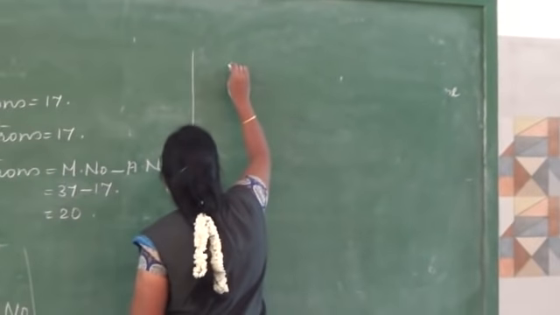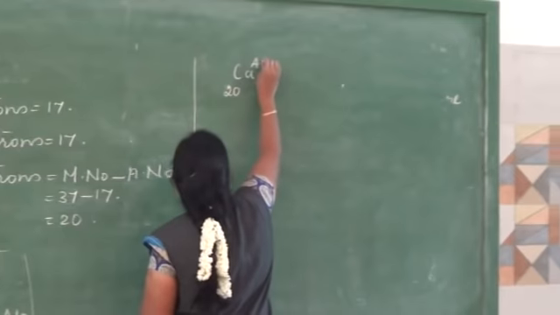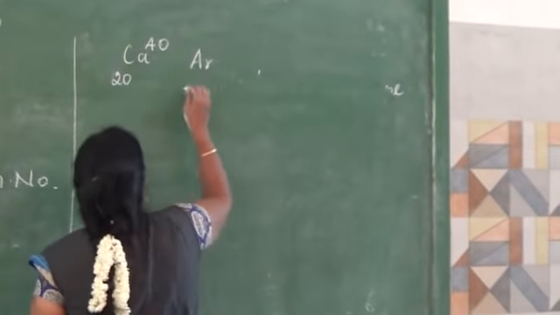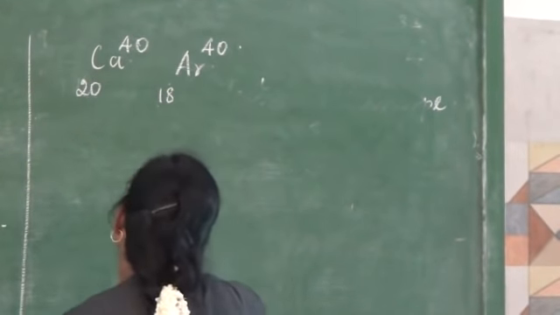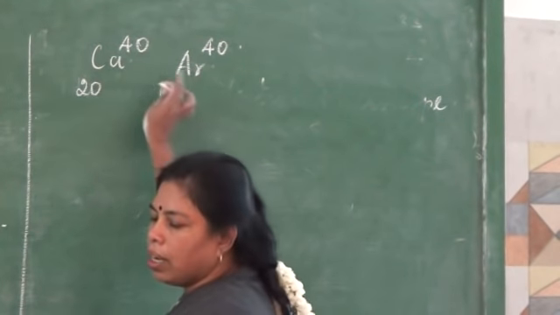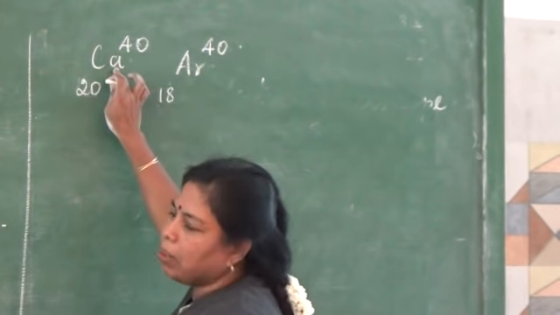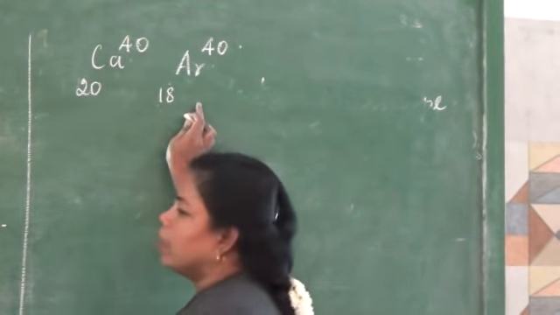Let us consider calcium 20/40 and then argon 18/40. Look at these two. Are they atoms of the same element? No. This is a calcium atom, this is argon. So, these are atoms of different elements.